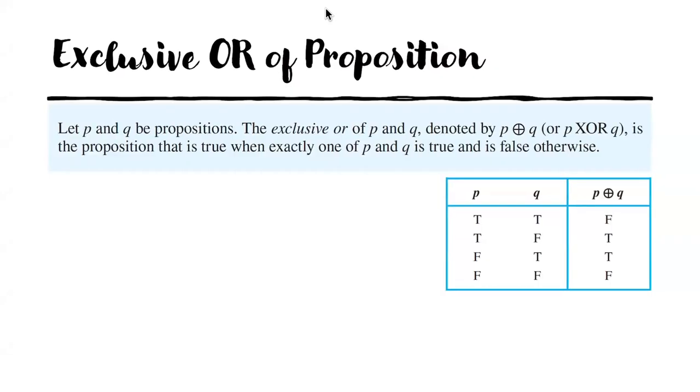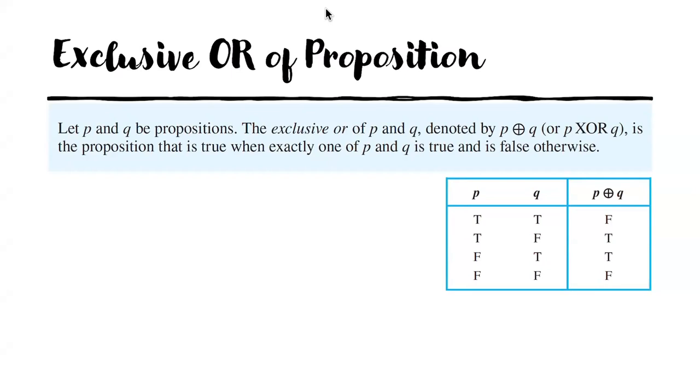Okay, so we will continue with last class. Last class we talked about conjunction and disjunction, so that's the relationship of the "and" and "or" of the two statements. So we will move on with the exclusive or, which you might know as XOR.